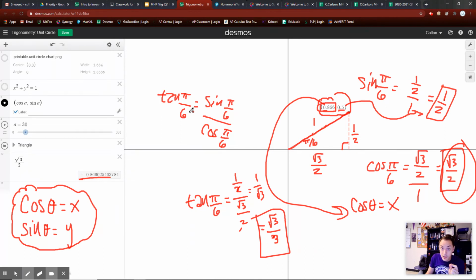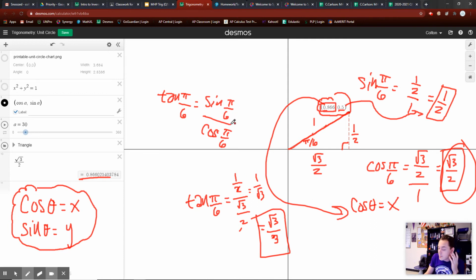Verbatim. Usually what we do is just tangent of theta equals sine of theta all over cosine of theta. Well, what if theta is pi all over 6? Then that means sine of theta all over cosine of theta. What's sine of theta in this case, pi over 6? What is sine of pi over 6? We said 1/2. Okay, 1/2 right here.